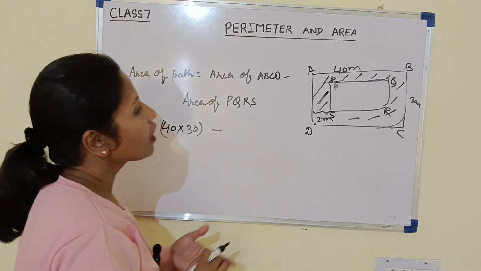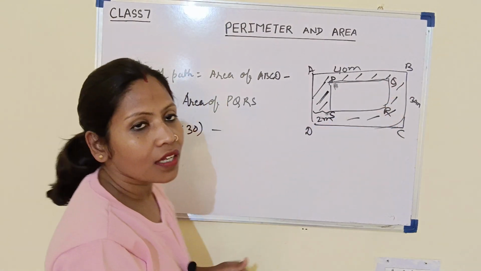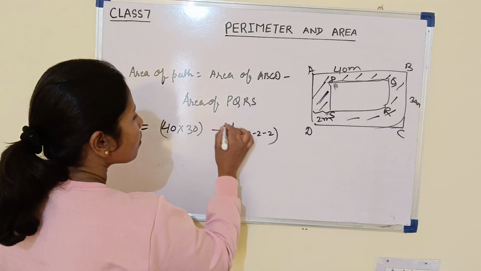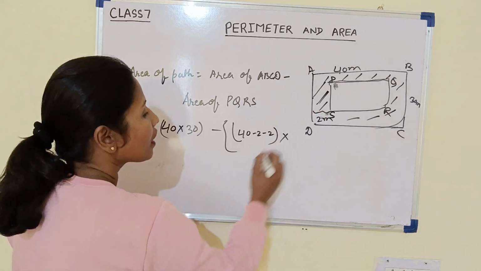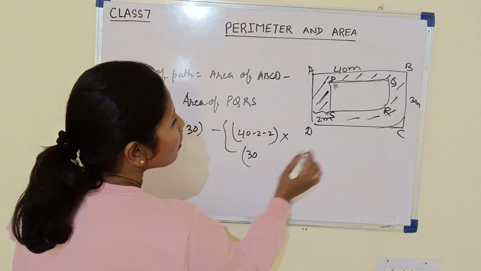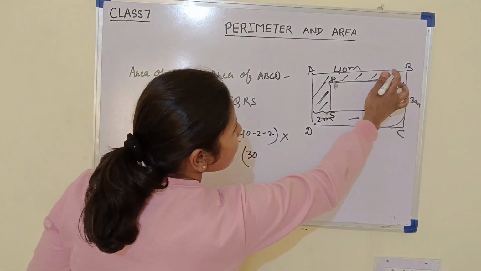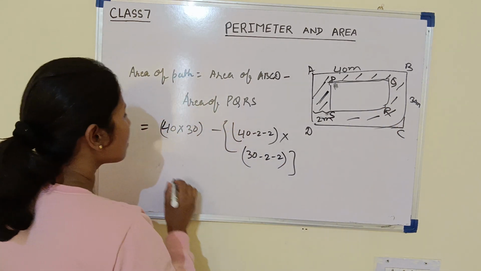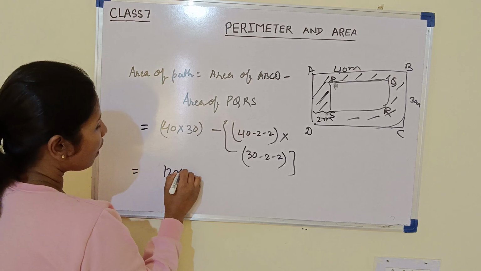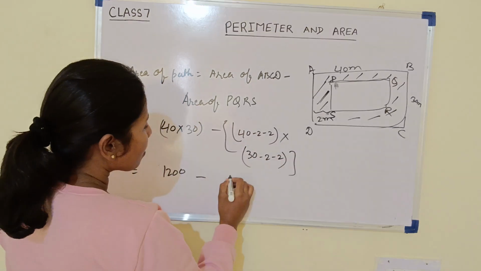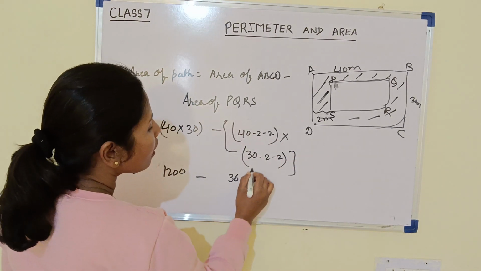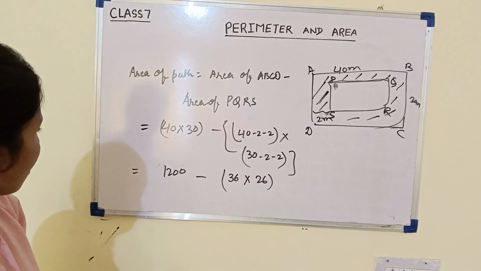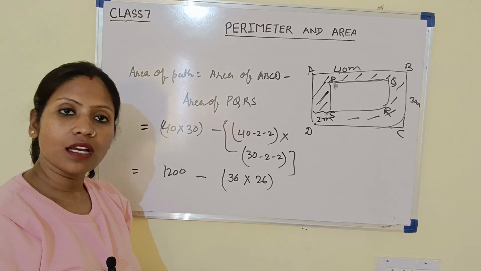PQ कैसे फाइंड करेंगे? 2 मीटर इधर से घटा और 2 मीटर इधर से घटा, तो ये क्या होगा 40 माइनस 2 माइनस 2, और ये कितना हो गया 30। 30 था पूरा, 30 में से इधर 2 घटा और इधर 2 घटा, 2 माइनस 4 दोनों साइड से, देन दिस विल बी 1200 माइनस 40 minus 4, 36 into 26. So you multiply this, do it, subtract it, and you will find the answer.